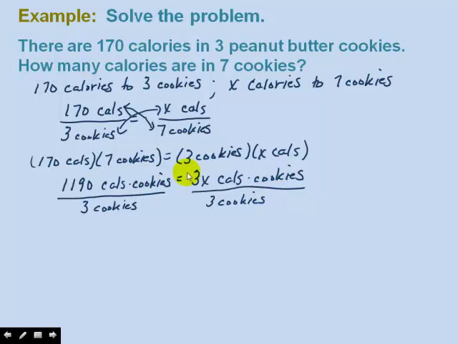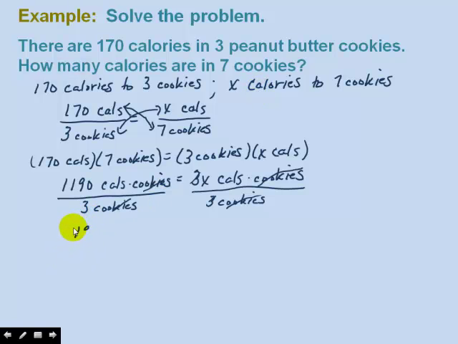And what should happen here, and the reason for keeping the units in here, is that you should get your units to cancel out. So we can cancel out the cookies here, we can cancel out the cookies here, and also the 3, of course. And then what we're left with is the unit that we were looking for, which was calories, because we're trying to solve for x calories.